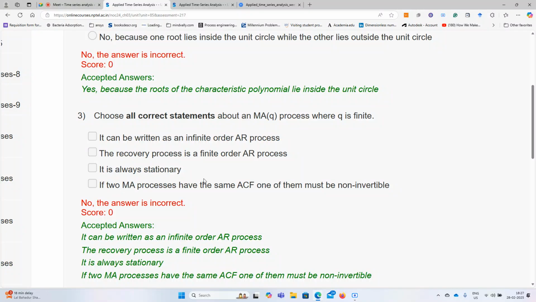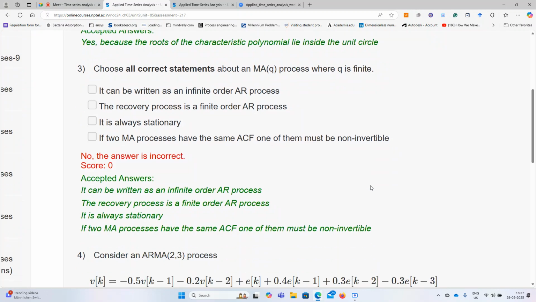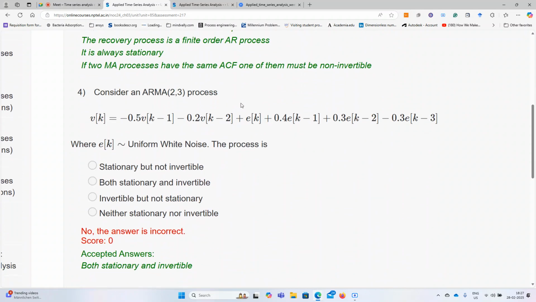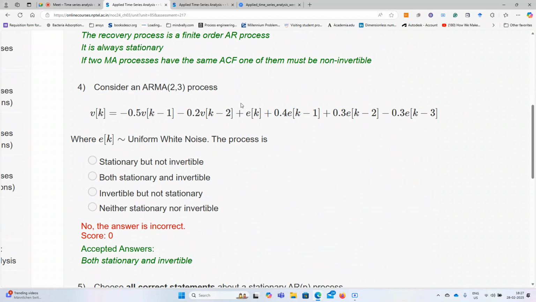If two MA processes have the same ACF, autocorrelation function, one of them must be non-invertible. Because one ACF maps to only one invertible process. You cannot have two processes coming to the same ACF that are invertible.